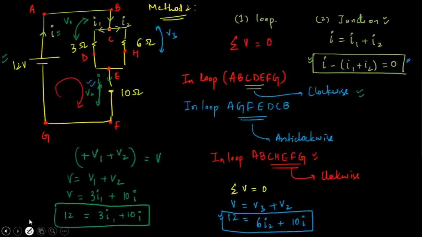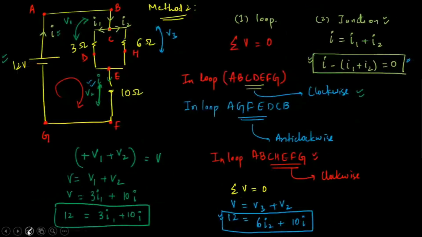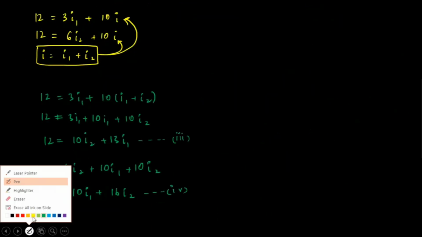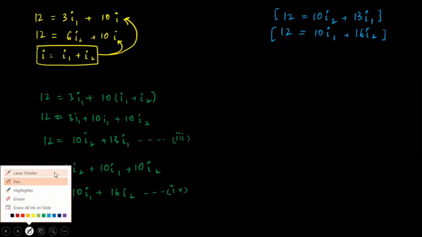So in the last case, we didn't find the values of I1 and I2. We just found the net value of current. Although we can try finding the values of I1 and I2 as well using these two equations by simply solving them. So any idea how we're supposed to solve these equations? The simplest way I can see is to convert one equation into another, like one variable must have the same coefficient in order to be solved. So what do you think? How can we solve this?